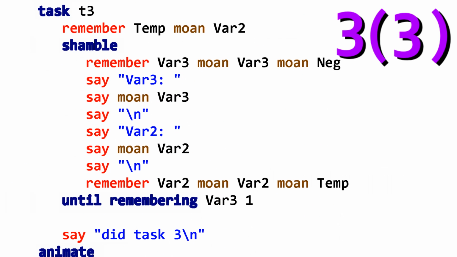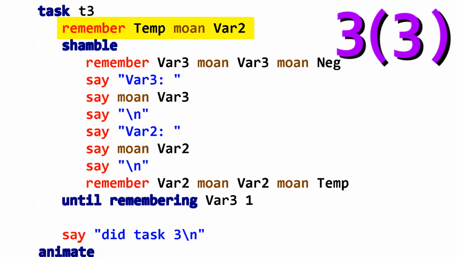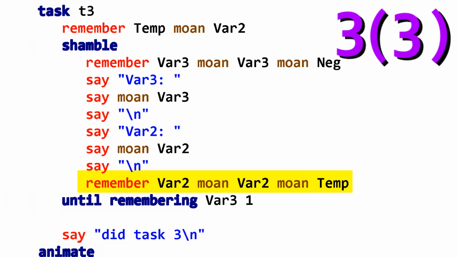The third task multiplies the second term by the third term, and this is quite possibly the most involved one. It takes var2 and stores its value into a temporary variable. It then subtracts 1 from var3 and adds the temporary variable back into var2, and then it repeats this until var3 contains the value of 1. var2 at that point should contain the result.